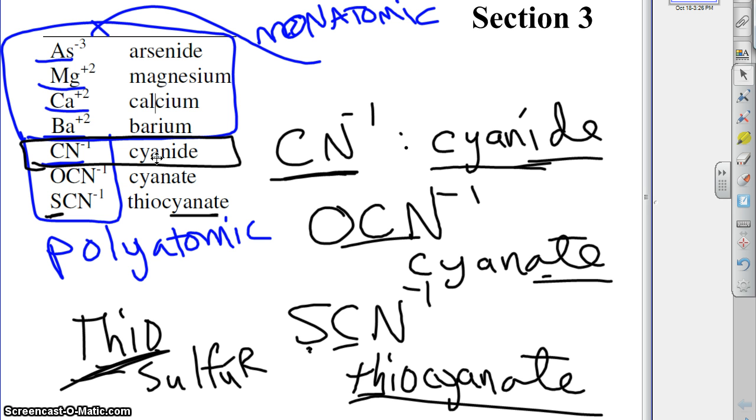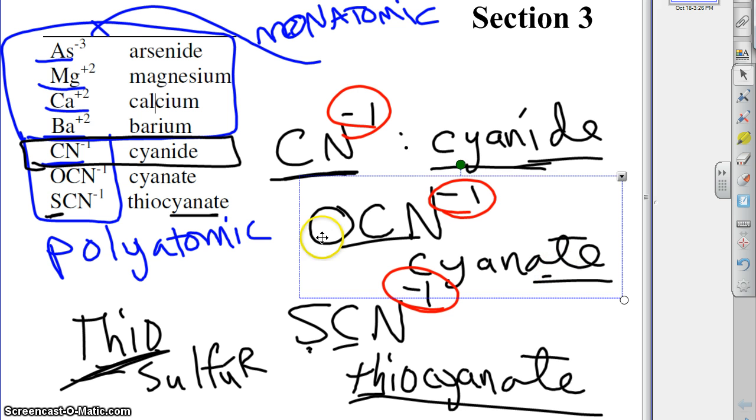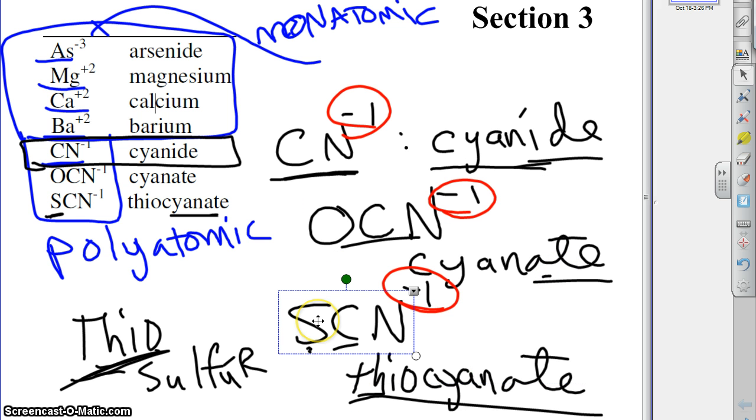So again, with these three, there are not any real easy tricks, but notice they all have the same charge, so at least there's no memorizing charges. Any of those cyan things are always -1. But the ide has just the CN, the ate has an O, and the thiocyanate has the S as well.